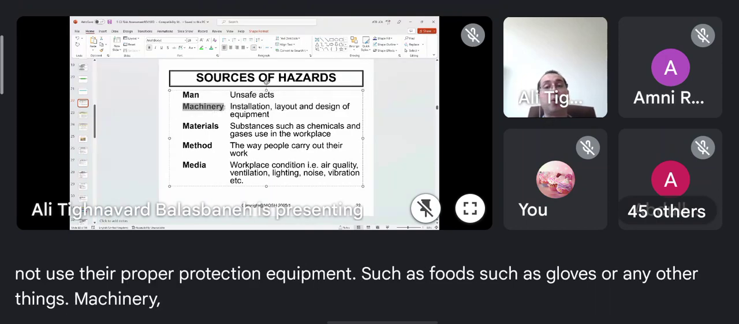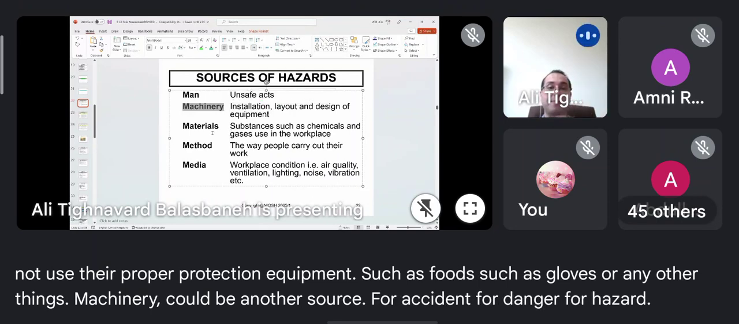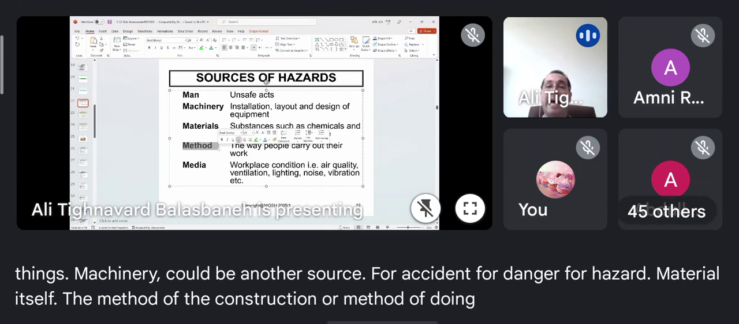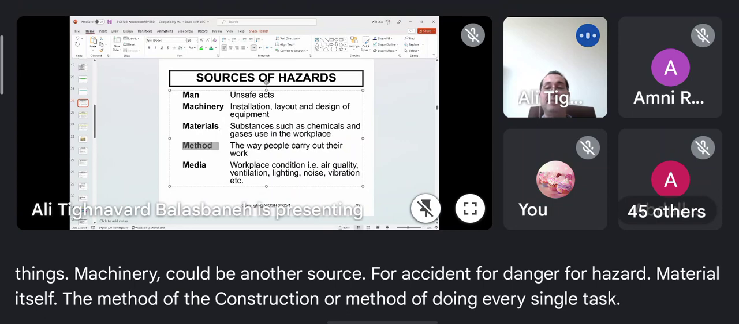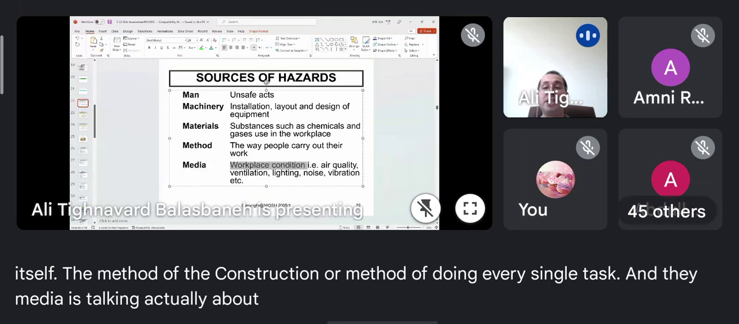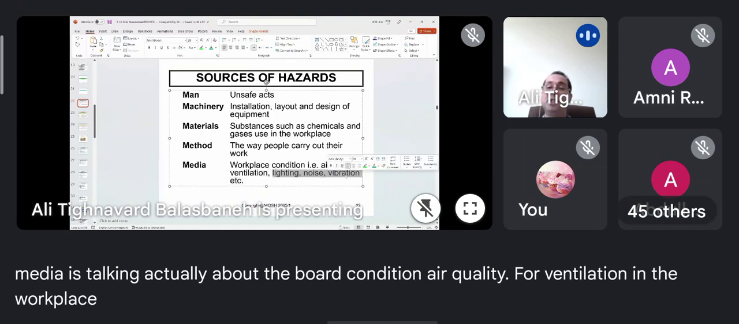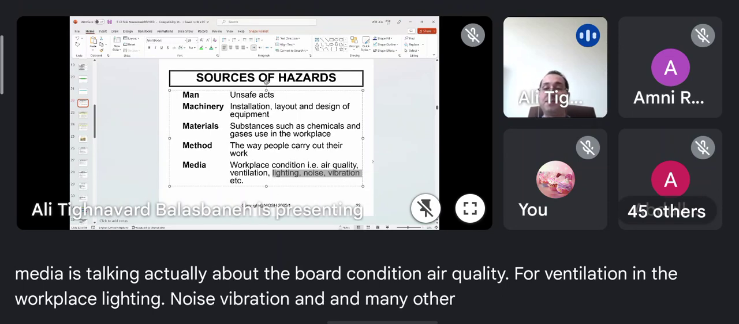Machinery could be another source of accident, danger, or hazard. Material itself, and the method of the construction, or method of doing every single task. And the media, talking actually about the work condition: air quality, ventilation in the workplace, lighting, noise, vibration, and many other things.